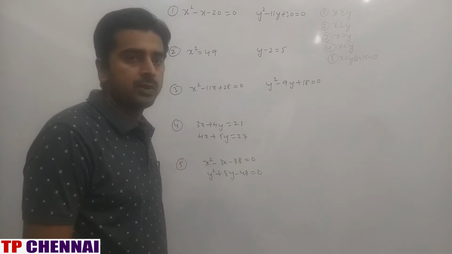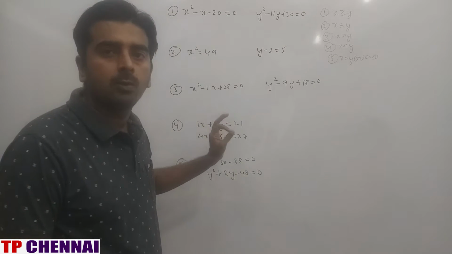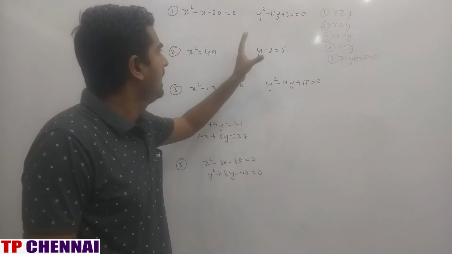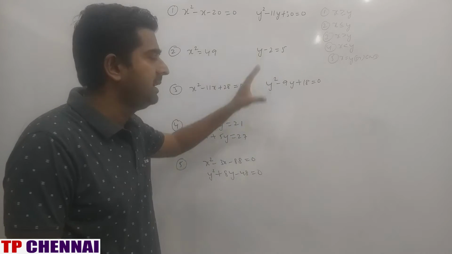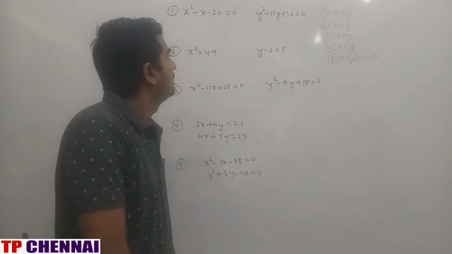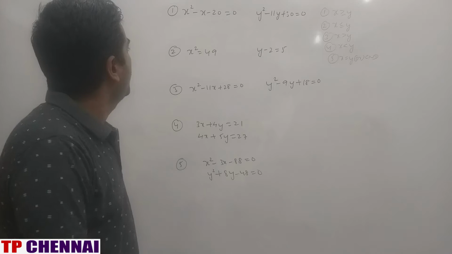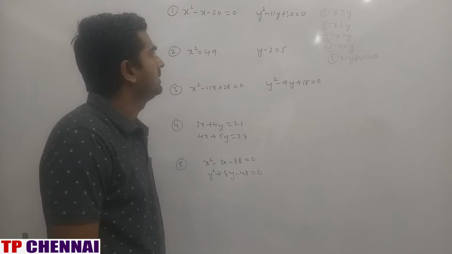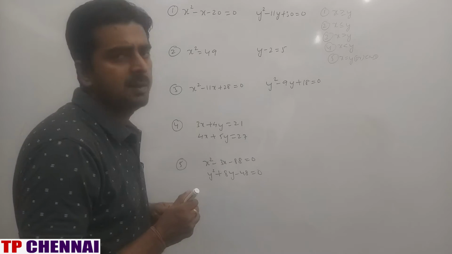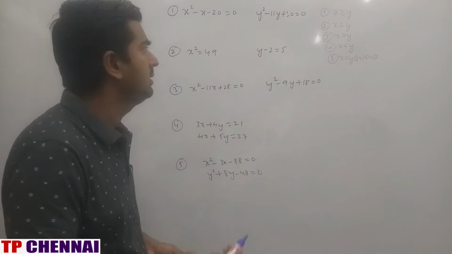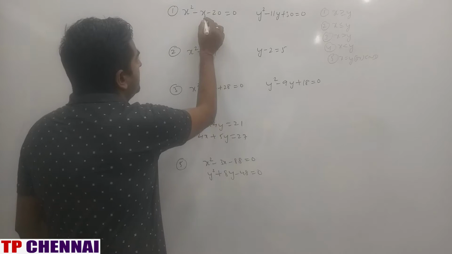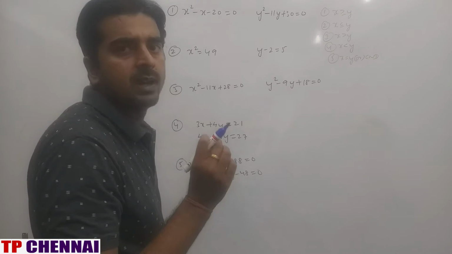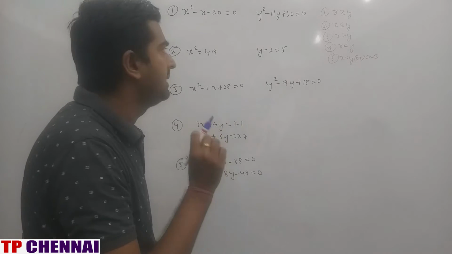So the first 5 questions I have taken from quadratic equations. I have written the options in only one place and I will write the options for each and every question whenever we solve. So first one, x square minus x minus 20 is equal to 0. Y square minus 11y plus 30 is equal to 0. Many times I have told you how to solve a quadratic equation. So directly, what is my answer? I need to select two numbers. When I multiply, I should get minus 20. When I add, I should get minus 1.